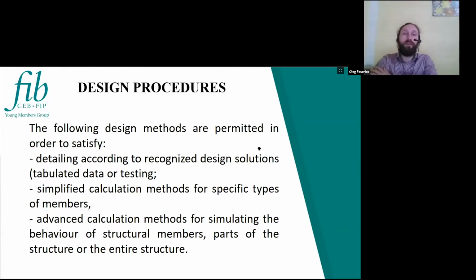The following design methods are permitted in order to satisfy requirements: detailing according to recognized design solutions, called tabulated data, or testing, fire testing. Simplified calculation methods for specific types of members. Advanced calculation methods for simulating the behavior of structural members, parts of the structures, or the entire structures.